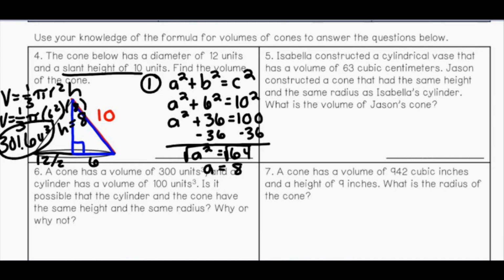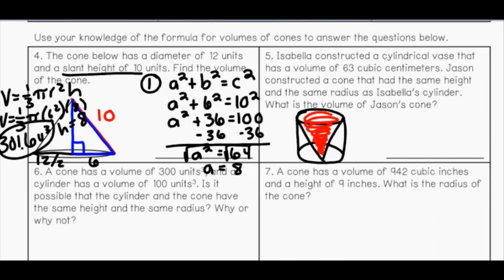Number 5, Isabella constructed a cylindrical vase that has a volume of 63 cubic centimeters. Jason constructed a cone that had the same height and the same radius as Isabella's cylinder. What is the volume of Jason's cone? Well, if you remember from the definition of a volume of a cone, as long as the cone and the cylinder have the same height and the same radius, you can just take 1/3 of the volume of the cylinder to find the cone.